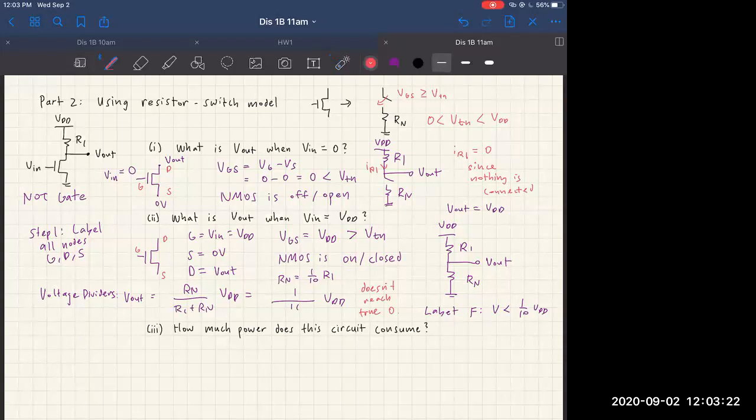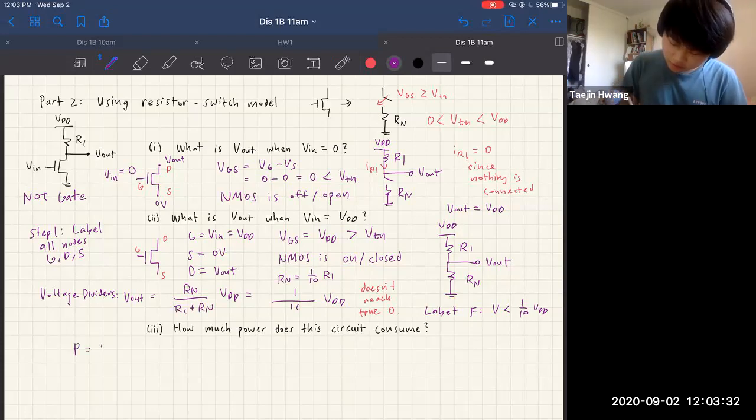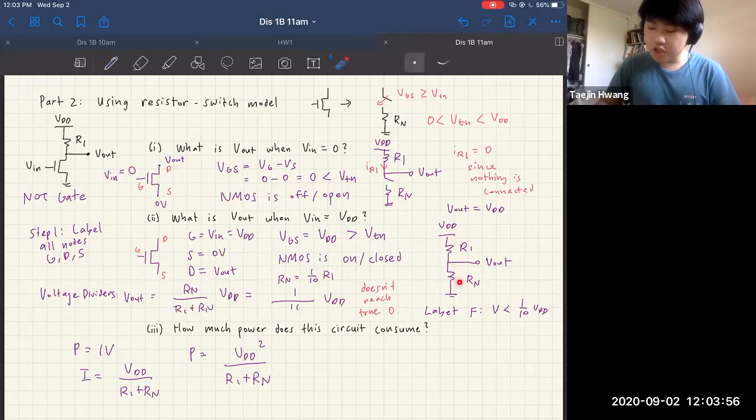Okay, thank you. I think the last takeaway that I really wanted to get to, although we're running a little late, it's 12:03, is how much power the circuit consumes. Remember that power is equal to I times V. Since I in the circuit is equal to VDD all over R1 plus Rn, power is equal to VDD squared all over R1 plus Rn. And we're dissipating power because current is flowing in our circuit now.